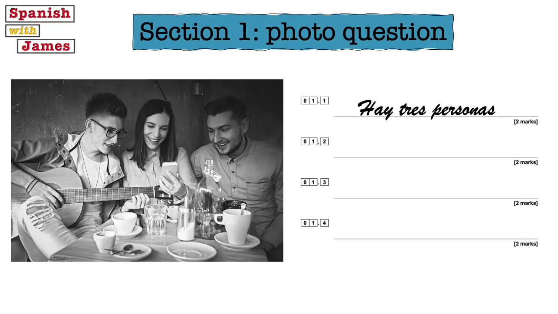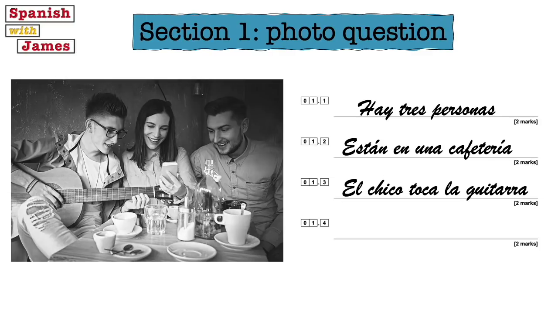We could say simply, hay 3 personas, there are 3 people. We could talk about where they are, location. Están en una cafetería, they're in a cafe. El chico toca la guitarra, the boy is playing the guitar.